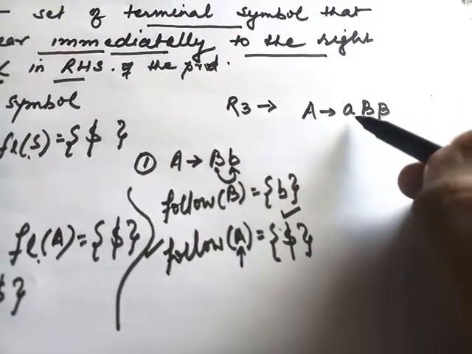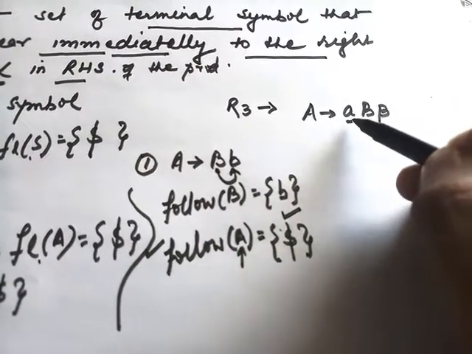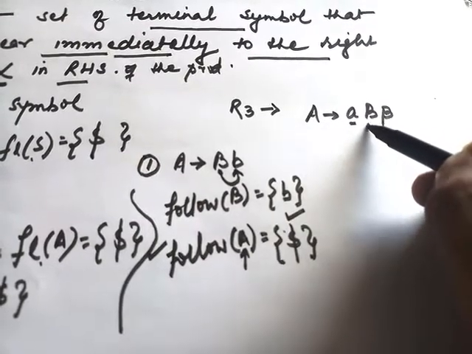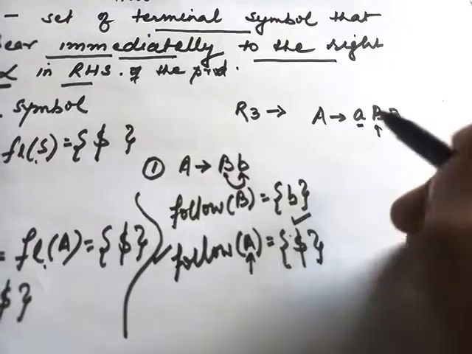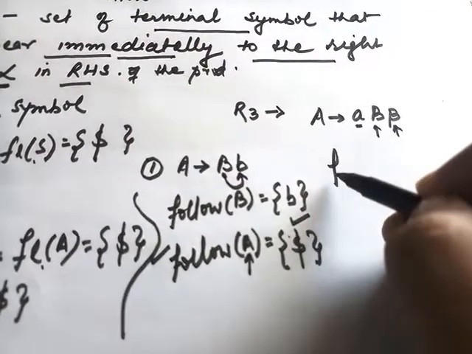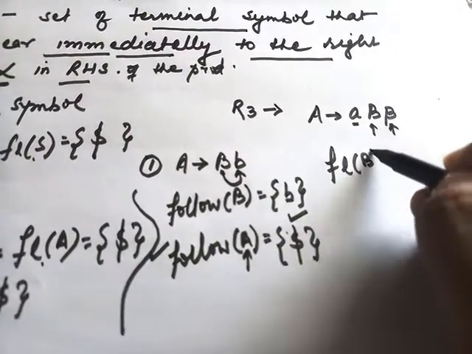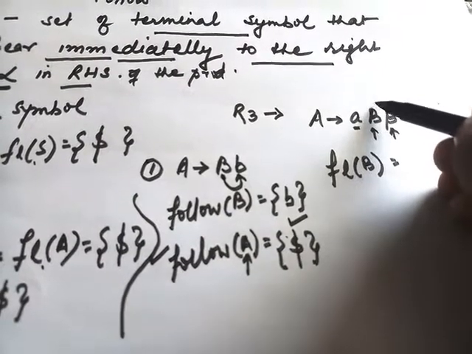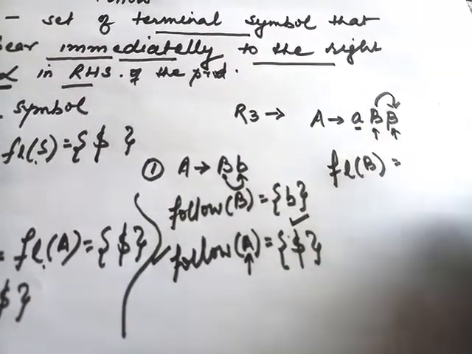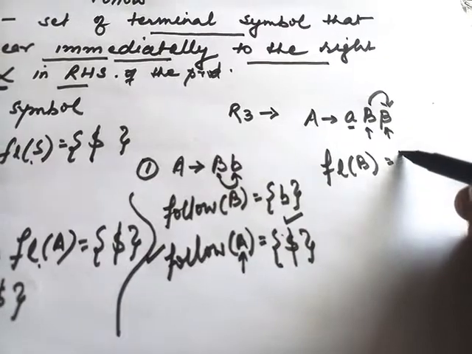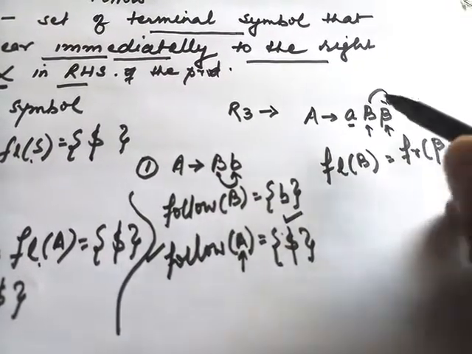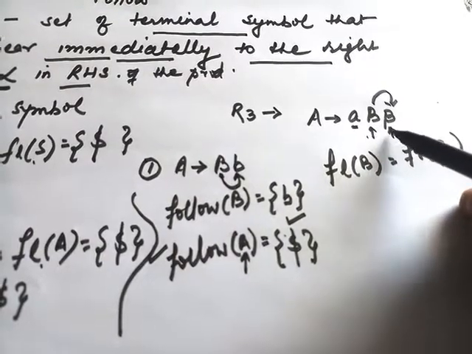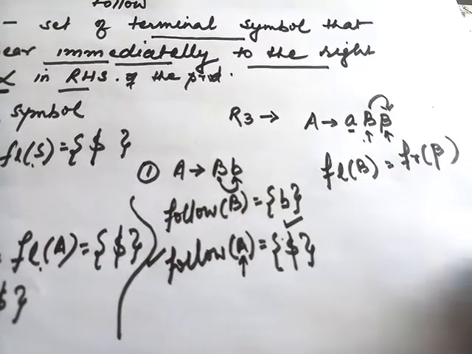Now rule number 3 is, just see this one. Suppose this is a production: A is a terminal, B a non-terminal, beta again is a non-terminal. So what is the follow of B? Follow of B means what comes after B, which is nothing but first of beta.